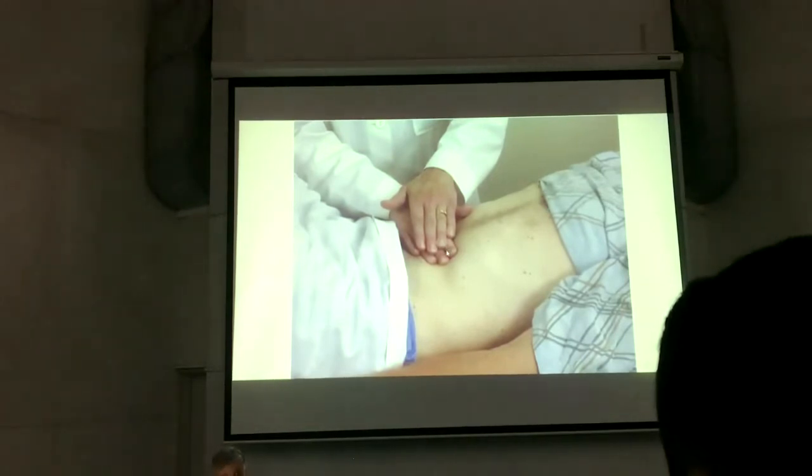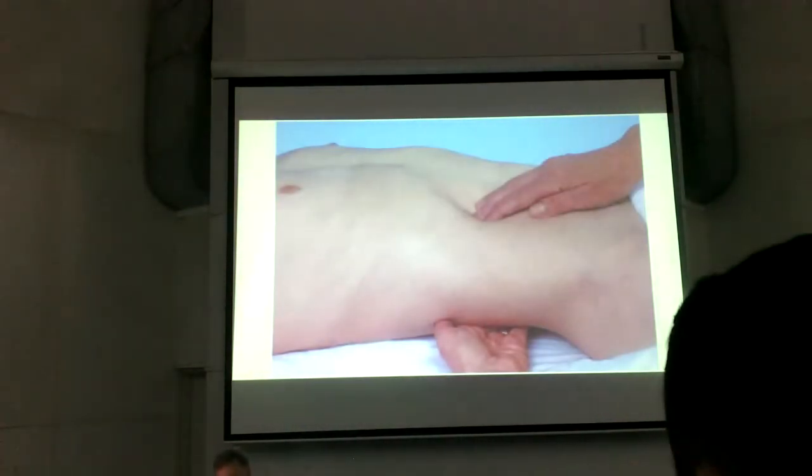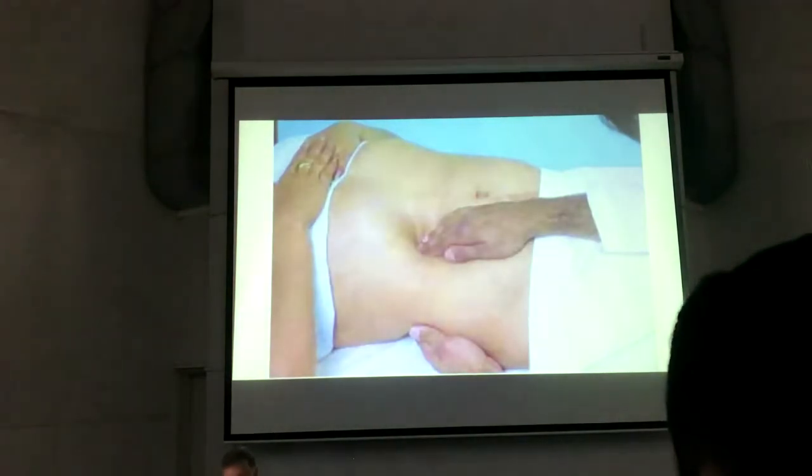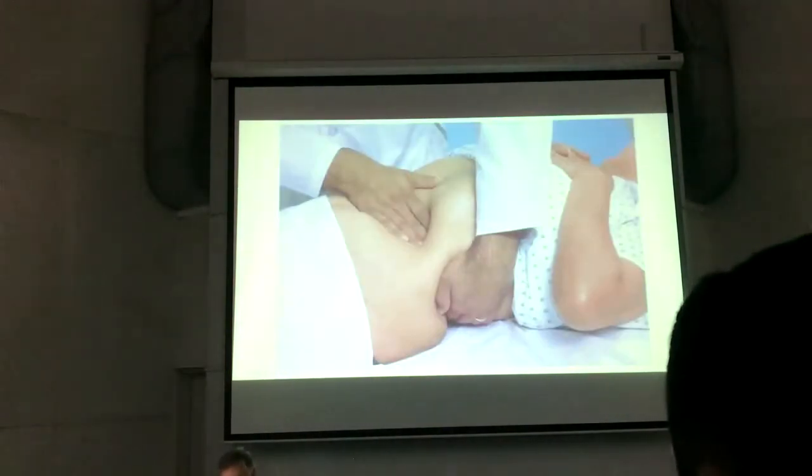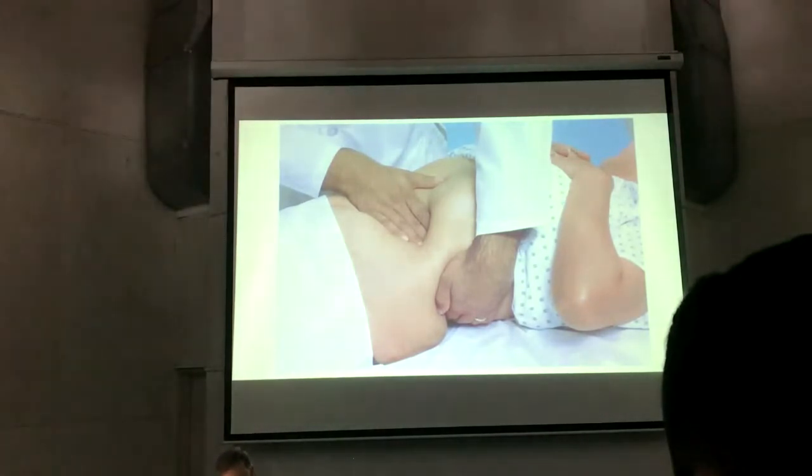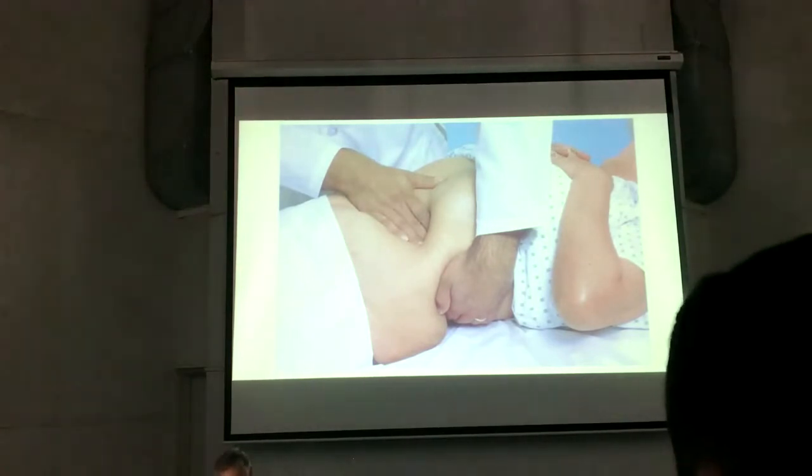This is examining hypogastric region. This is examining right lumbar region. Again, this is examining left hypochondrial region. Which organ do you find in this region?